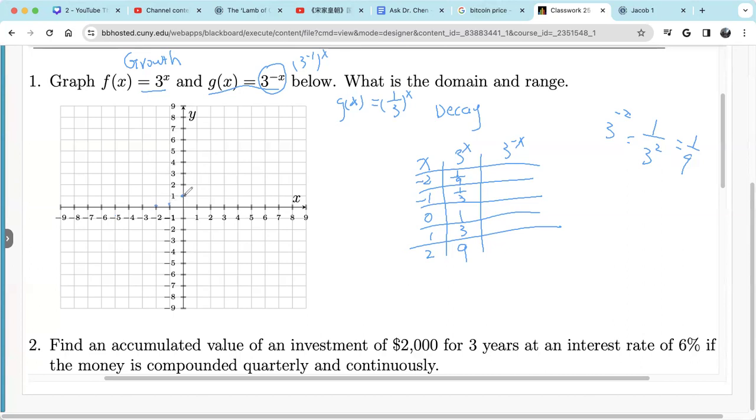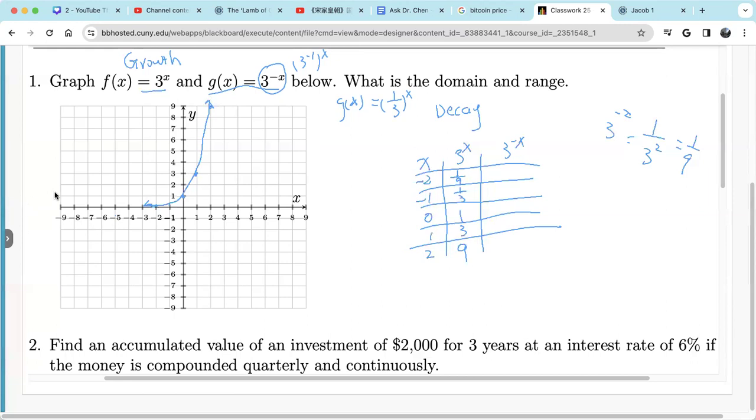0 and 1. 1 and 3. 2 and 9. So we want to graph roundish, smoothly. It's not a straight line. It's a curve. So this keeps going. To the left, it gets closer to the x-axis. On the right-hand side, it shoots up very fast. So this is 3 raised to x. This is f, the blue color.